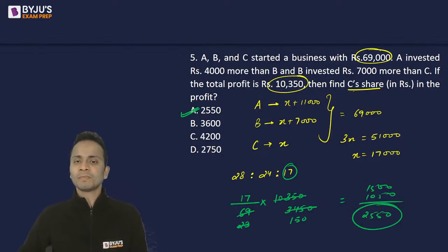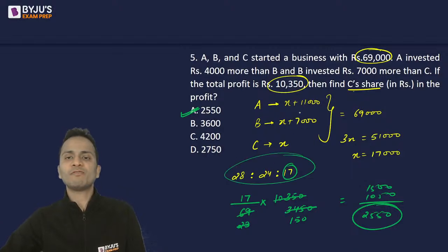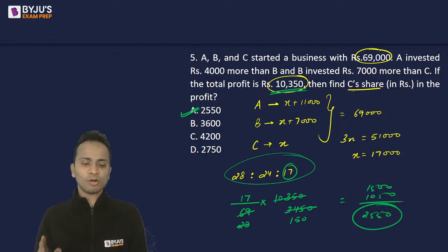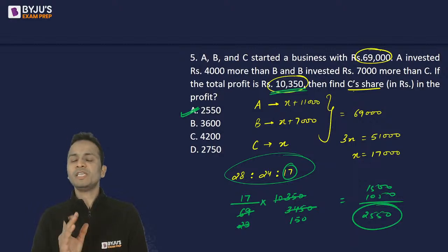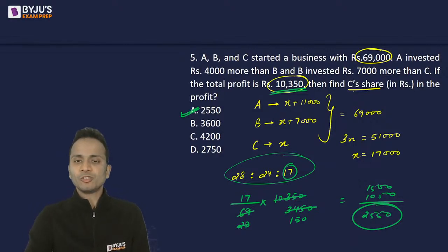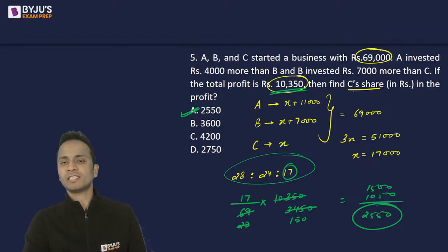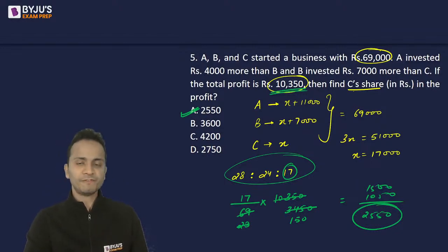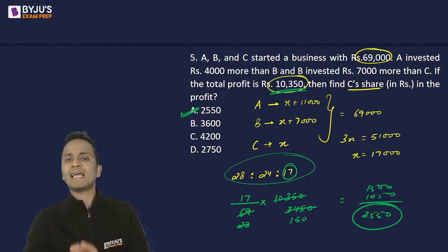Okay, right? So once you have obtained ratio, you just have to divide the total profit of 10,350 in this ratio and find out the share of C. All right. So share of C will be 17 divided by 69 into 10,350. After that, it's just calculation.